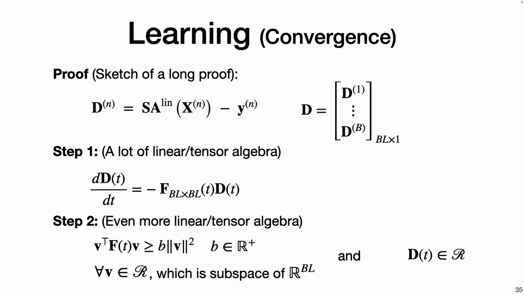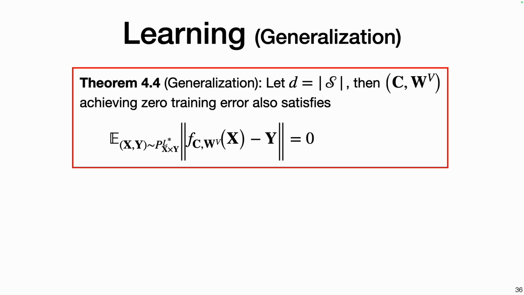However, zero training error is not enough to guarantee we are actually learning something meaningful. So that brings us to our generalization theories. Under the same assumptions, if we let the embedding dimension be equal to the domain embedding size, then the parameters achieving zero training error also achieve zero test error over the population. So it's a perfect generalization to new examples from the same distribution that it didn't see during training.